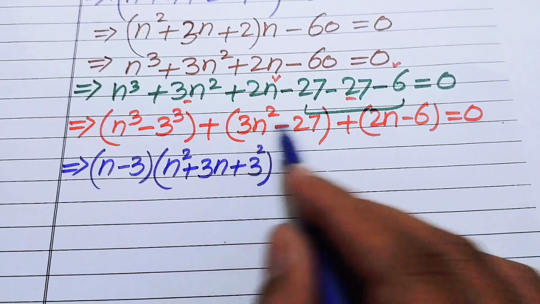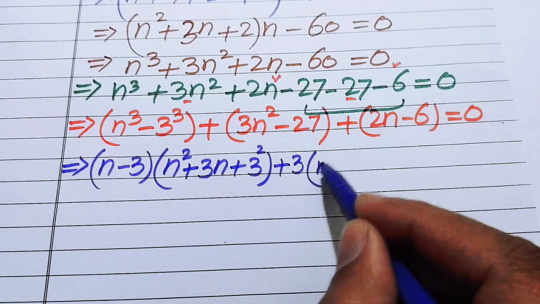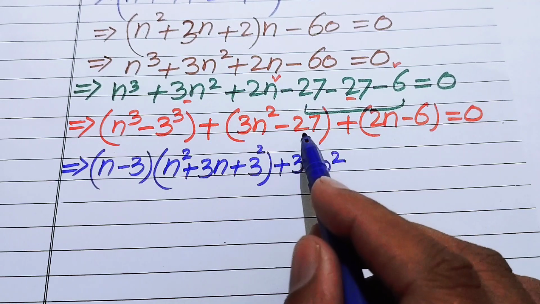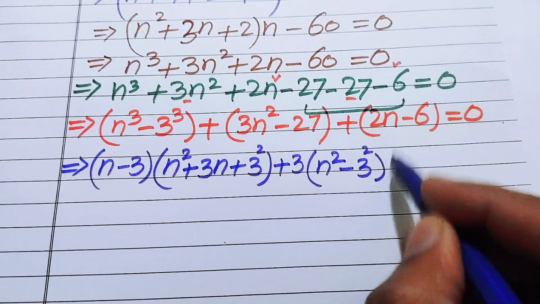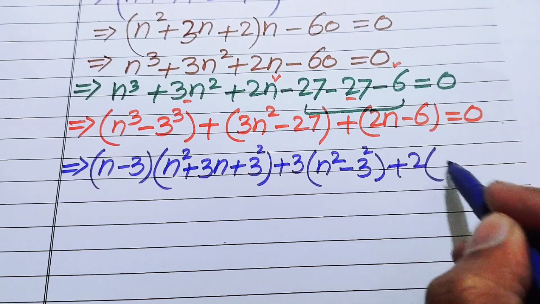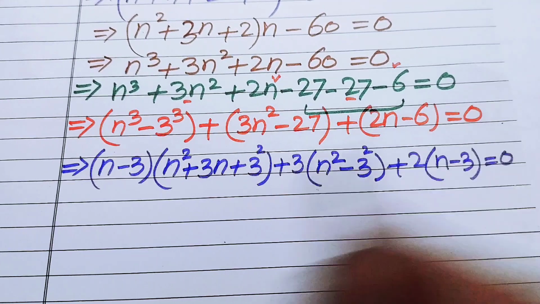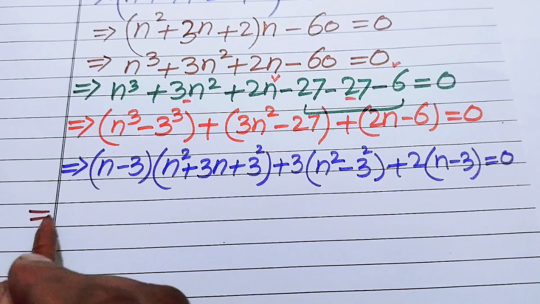And now here you take common 3 on these two terms and you get 3 times of n squared minus 9. So when you take common 3 you will get here 9 and we will write it as 3 squared. And similarly here we take common 2 and you will get here n minus 3 and this whole equals to 0.